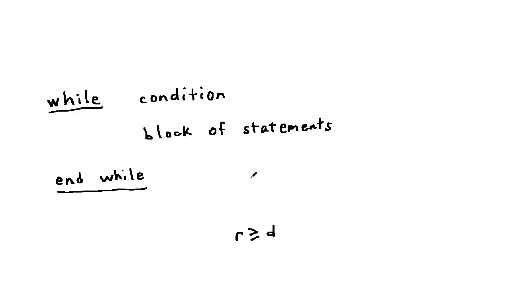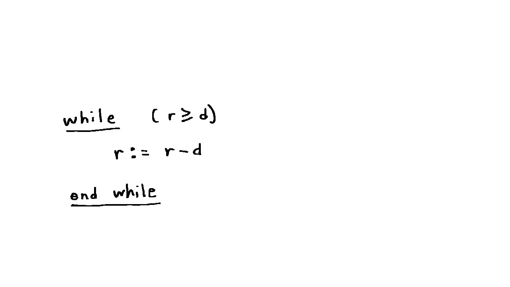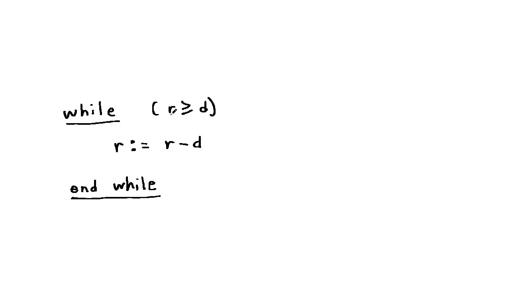And one of the statements in the body of the while loop should be R equals R minus D. So the while loop looks like this. Here we have the condition R greater than or equal to D. And here in the body, we have R equals R minus D.